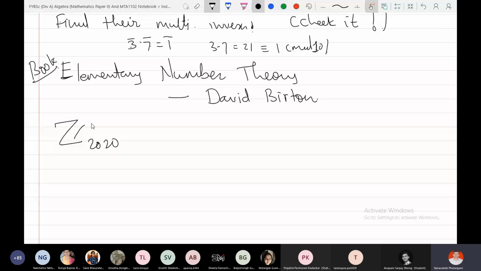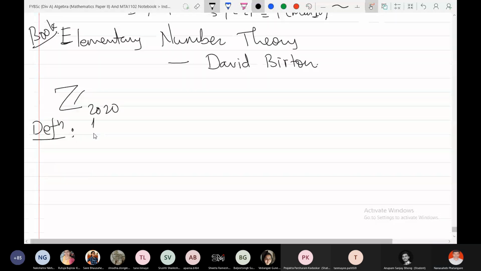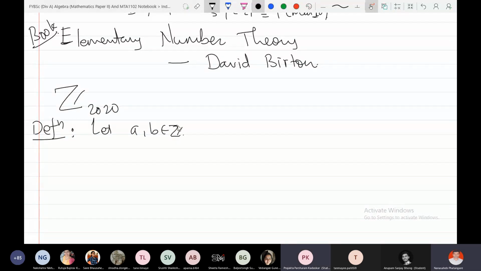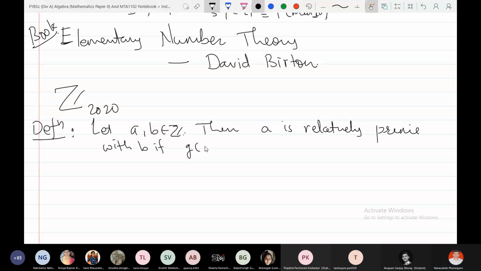So let me make a definition. Let a, b belong to Z. Then a is relatively prime with b if the GCD of a and b is 1. So, relatively prime.